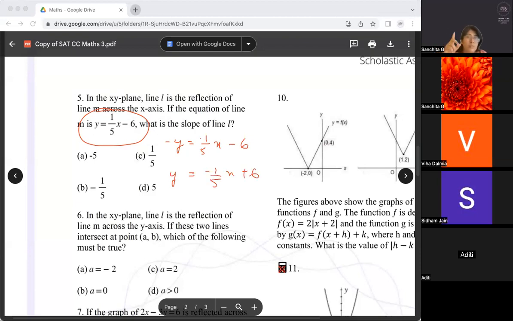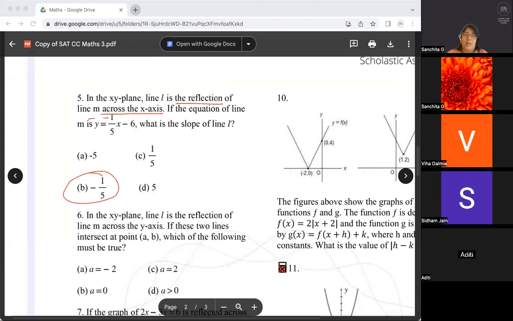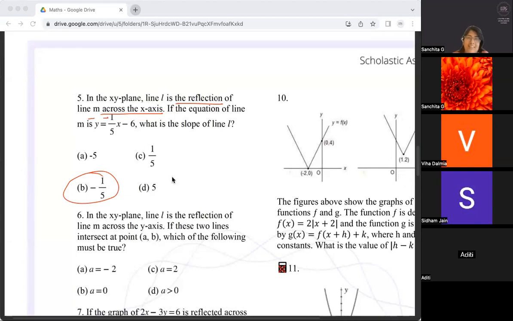If you are going to be very smart, you don't even have to write this entire equation. How would I solve it in the exam? I saw this to be a reflection across the x-axis. So my slope will be minus. I'll mark B, I'll move on. Got it? Shortcut techniques. I hope everyone got B. Yeah, ma'am. Try to cut down on the steps, please.